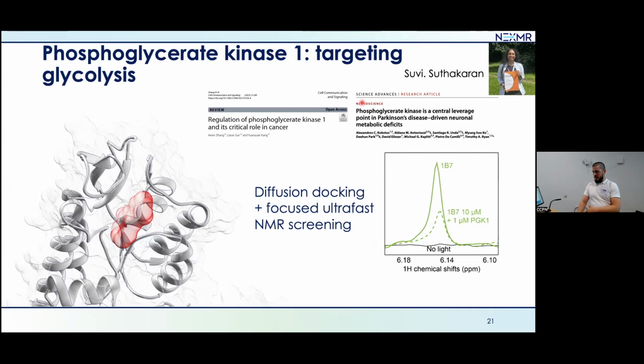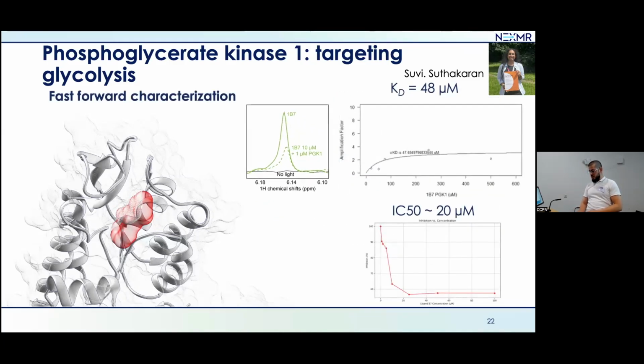So we started screening, and what we did to accelerate that a bit is that we started to do docking. And we then started to focus our screening. We identified a quite good hit at low PGK1 concentrations. This is 10 micromolar of small molecule, 1 micromolar of the protein. This is pretty much our standard, 1 to 2 micromolar of the protein. And then we could get the KD for it. So yeah, quite good KD. IC50 as well was quite good.